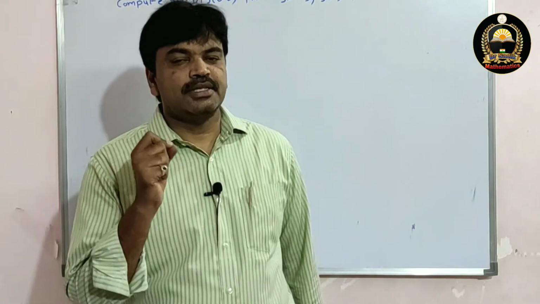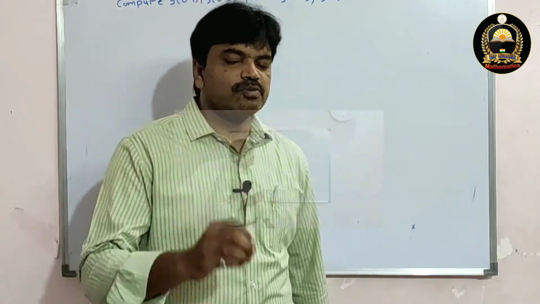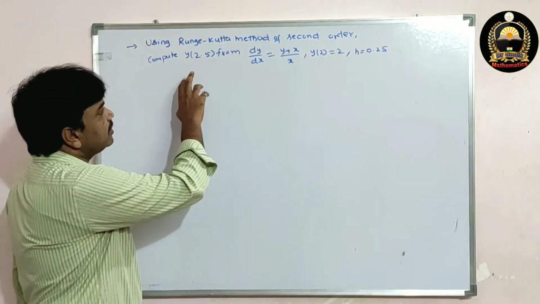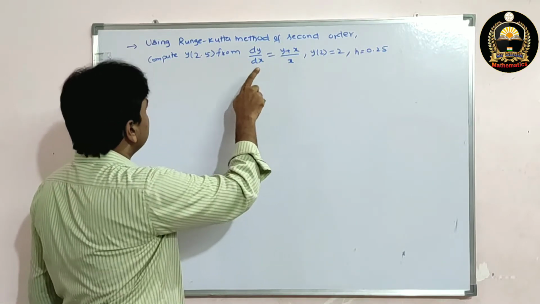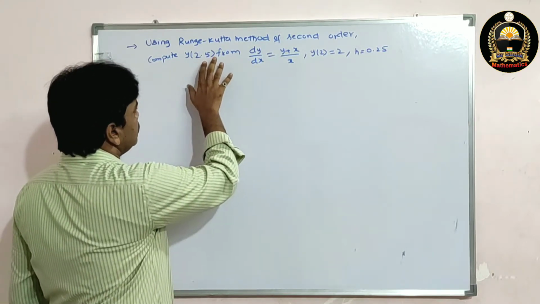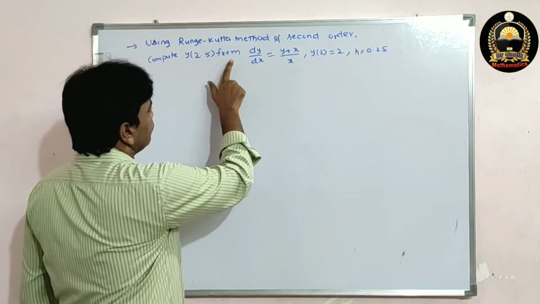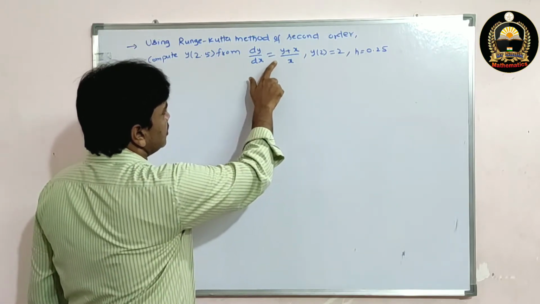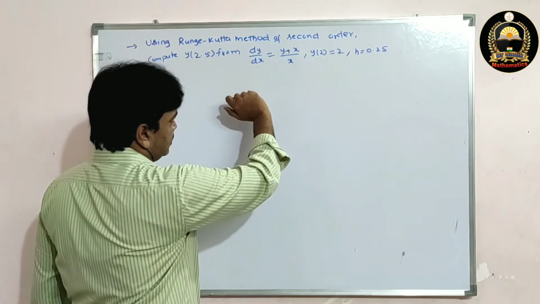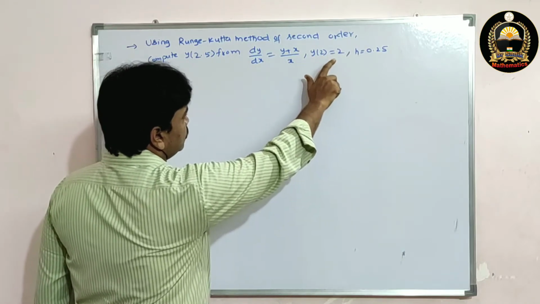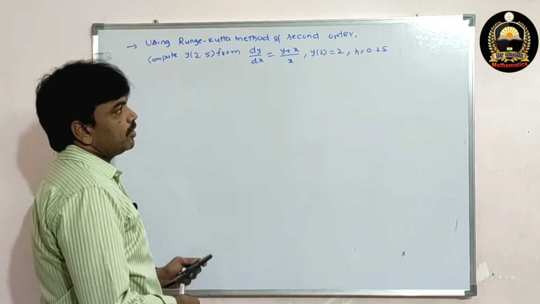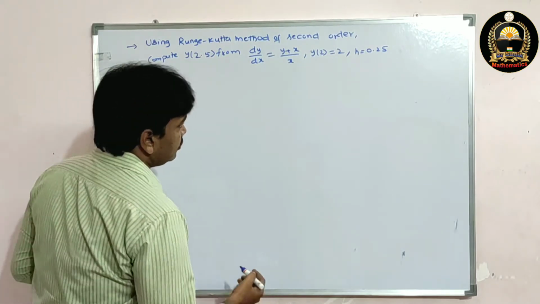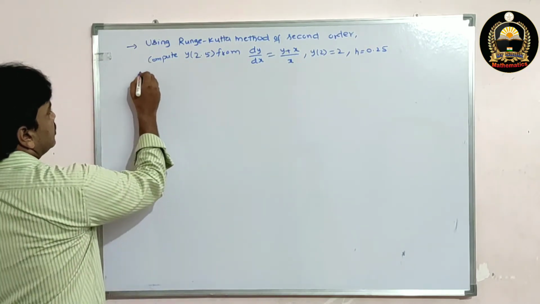Second order. Let us see the problem, students. Using Runge-Kutta method of second order, compute y at 2.5 from dy/dx = (y + x)/x, y at 2 is equal to 2. Here, students, h is equal to 0.25.